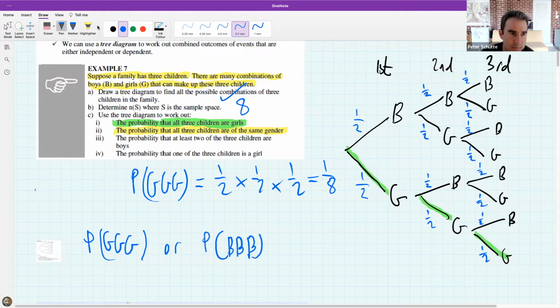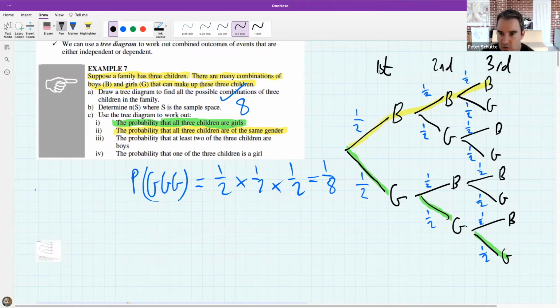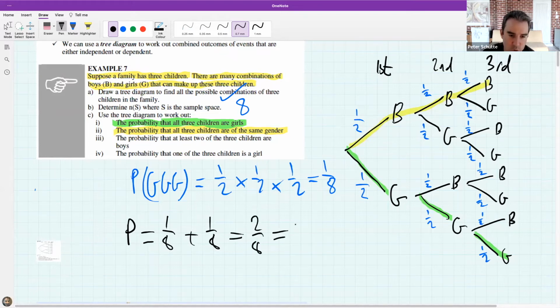So what I'm going to do now is highlight the 2 branches that show me children of the same gender. So if all 3 children are the same gender, the 2 branches that I think are relevant are BBB and GGG. Now, in order to get the probability that they're of the same gender, all that we're going to do is add together the probability of each branch. So the probability is just going to be 1/8 plus 1/8, which is going to be 2/8 or 1/4.